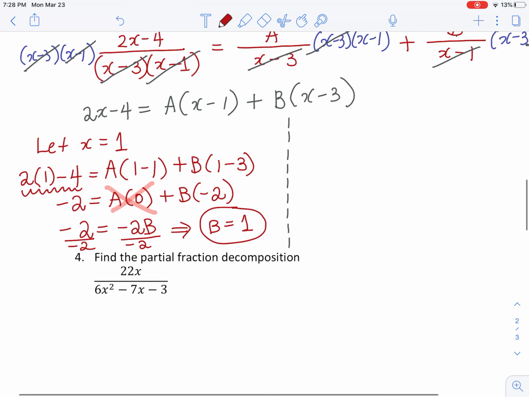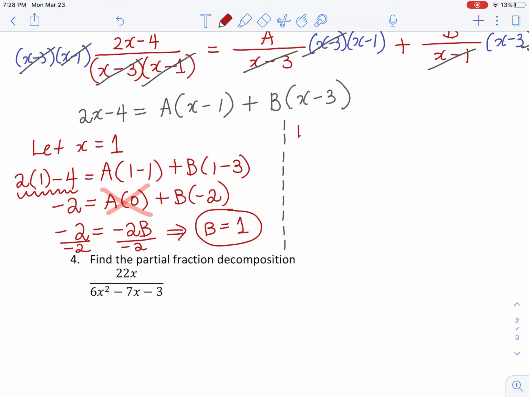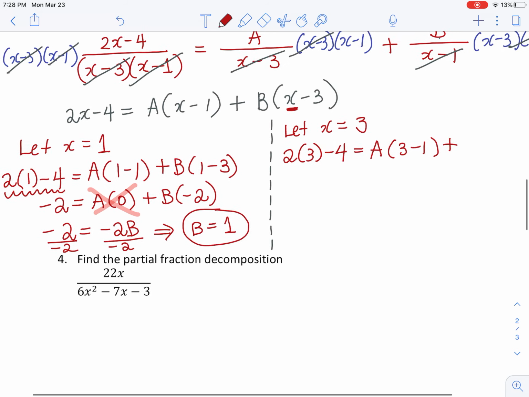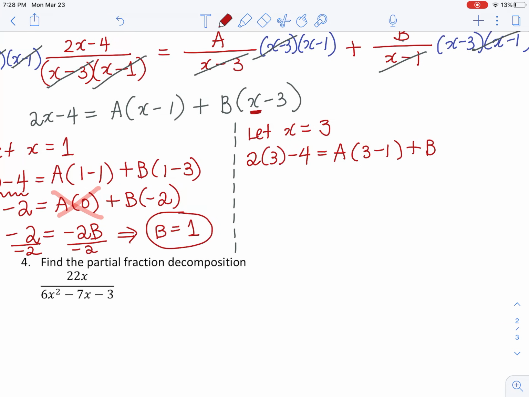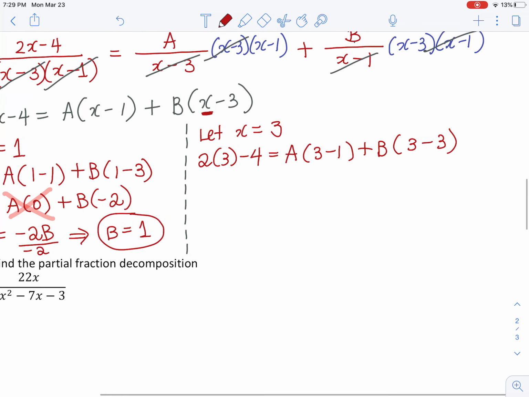So for that, let's find the A value then. Let x be equal to what number this time? What should we plug in here to get rid of this B? X has to be 3, right? So plug in 3 everywhere. 2 times 3 minus 4 equals A times 3 minus 1. You will need to show me all this work when I ask you to submit these problems on your daily problem and on your take-home exam next week.